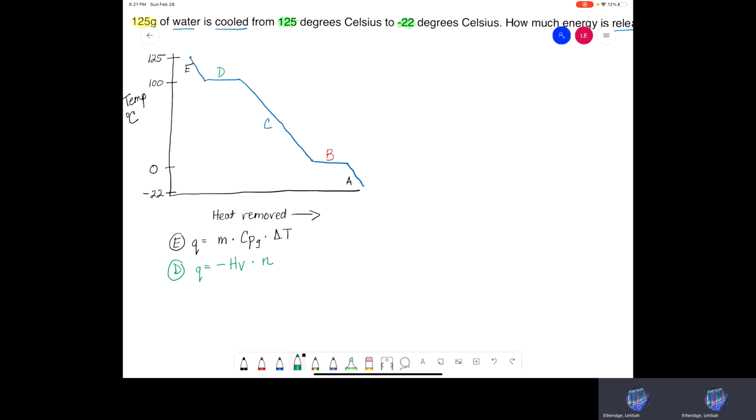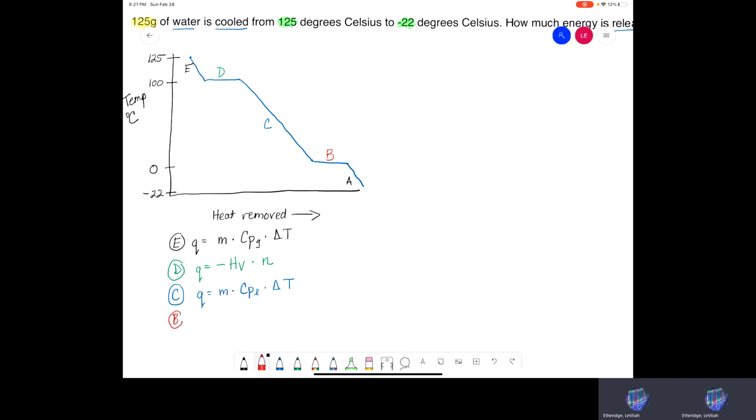Okay, let's go to C. We have a temperature change, so it is mass times specific heat at that particular phase. We are in the liquid phase times the change in temperature.